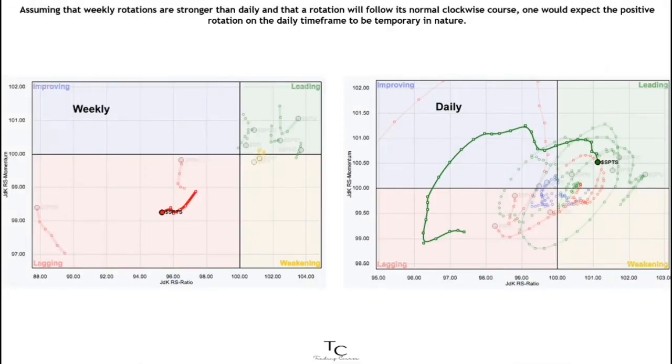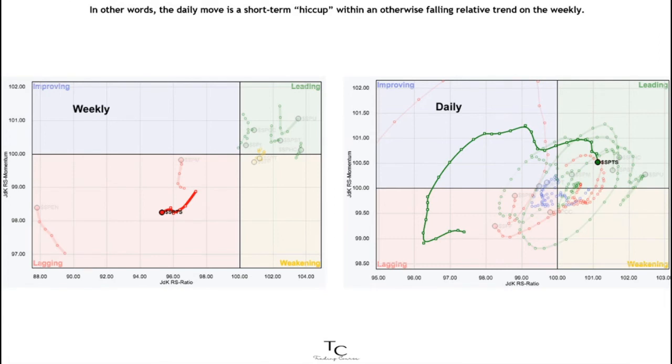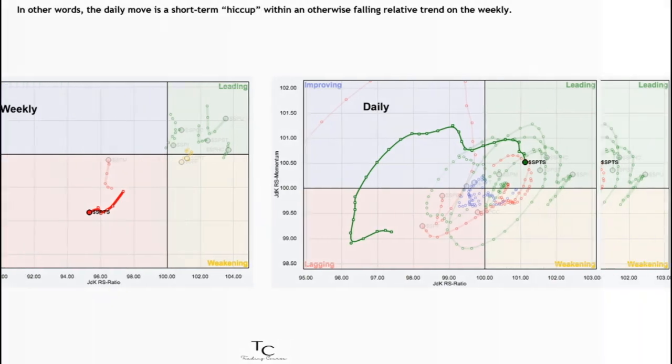Assuming that weekly rotations are stronger than daily and that a rotation will follow its normal clockwise course, one would expect the positive rotation on the daily time frame to be temporary in nature. In a normal rotation, the sector would move through the leading quadrant, cross into the weakening quadrant and push into the lagging quadrant, thus keeping it solidly inside the lagging quadrant on the weekly time frame. In other words, the daily move is a short-term hiccup within an otherwise falling relative trend on the weekly.